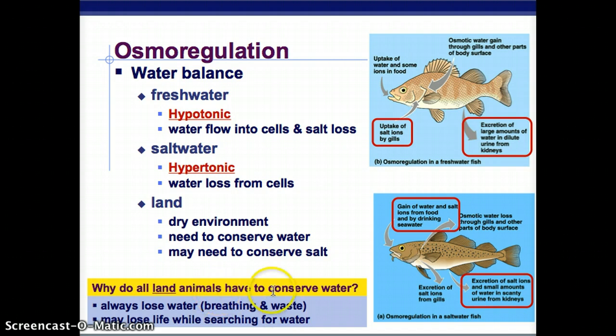All right, so why do all land animals have to conserve water? Well, we're constantly losing water. As you breathe, water's evaporating, and our waste products give off a lot of water. And if we aren't conserving water, you may lose your life while searching for water to replace the water you've lost.